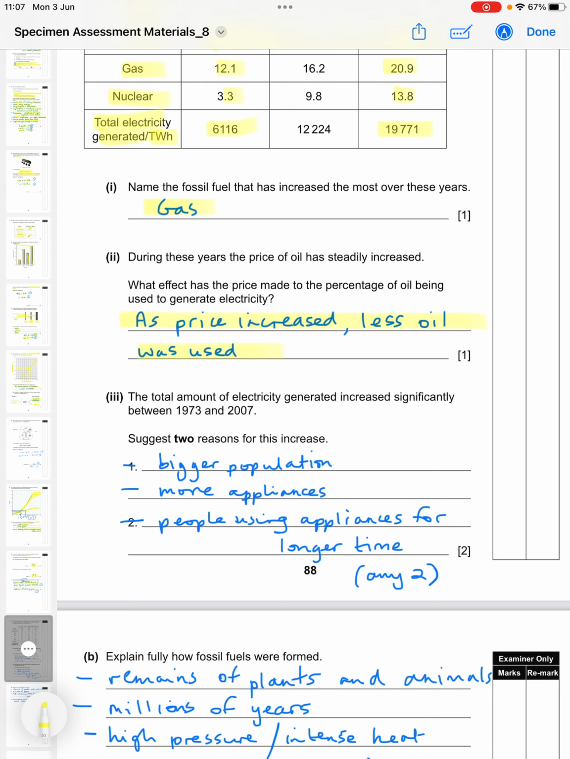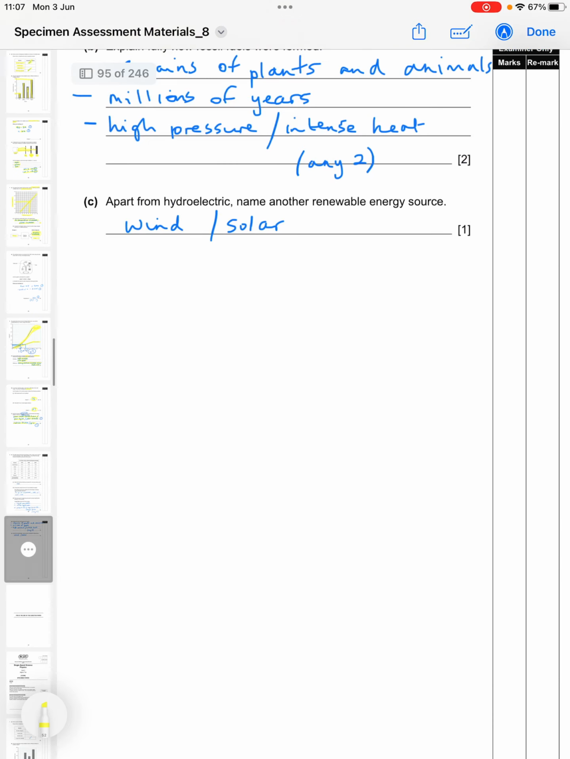That's huge. So suggest two reasons for this increase. You could say there's a bigger population, more appliances, or people using appliances for longer times. So any two of those would get you your 2 marks there.